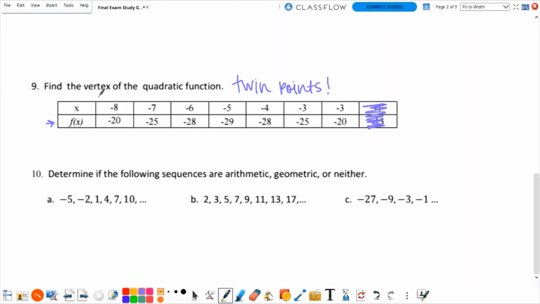So we'll just mark until we find our center. Negative 8, negative 20, negative 3, negative 20, right? Negative 25, negative 28, and then we're left with our vertex.